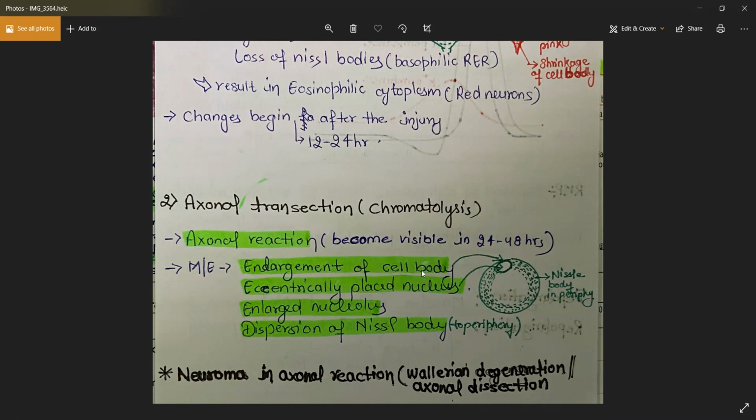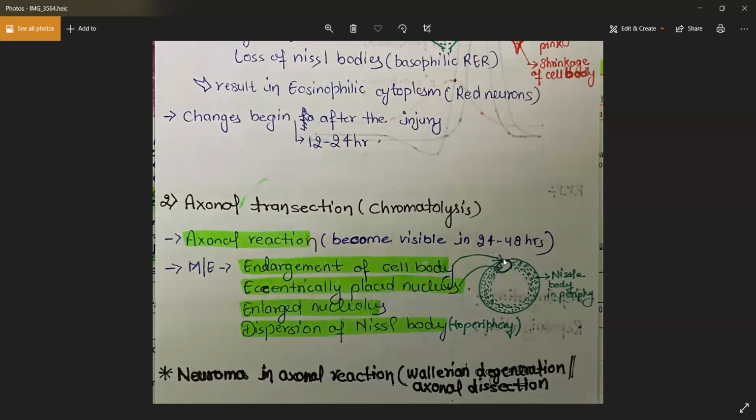What you will see is the enlargement of the cell body first. You will be seeing the eccentrically placed nucleus on the biopsy. You will see the dispersion of the Nissl bodies to the periphery. As you can see, all of the Nissl bodies, which are very darkly stained, basophilic stained, will be found on the periphery of my cell body. And you will have the enlargement of the nucleolus. Why will you have the enlargement of the nucleolus? To make RNA. In order to regenerate my cell, I need proteins, and the proteins will be synthesized by the rRNA, which is synthesized in the nucleolus. So I will see the enlarged nucleolus.